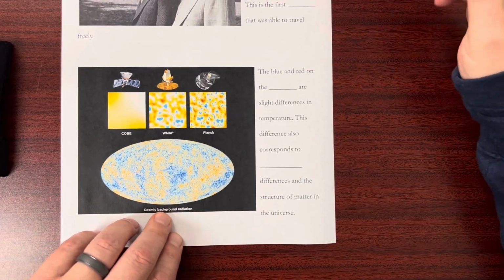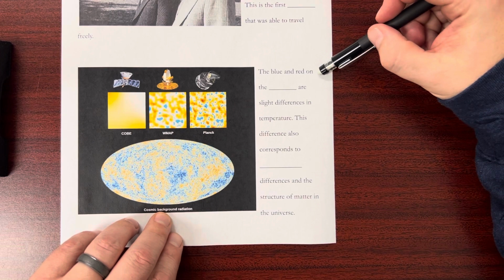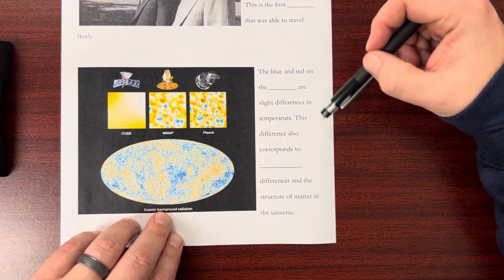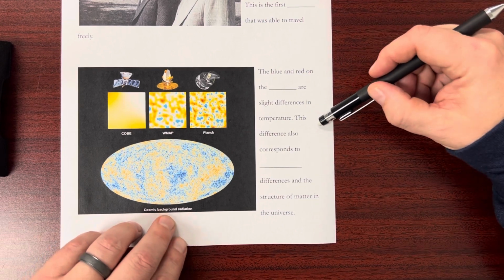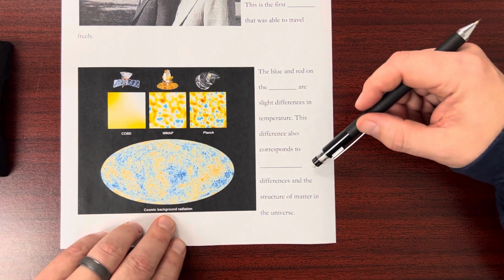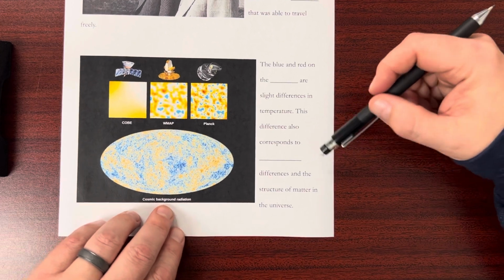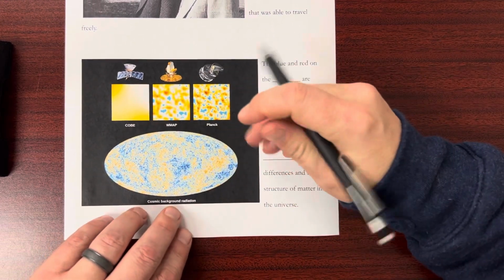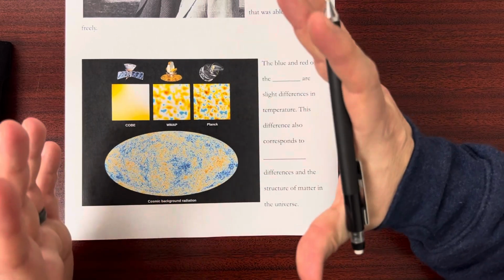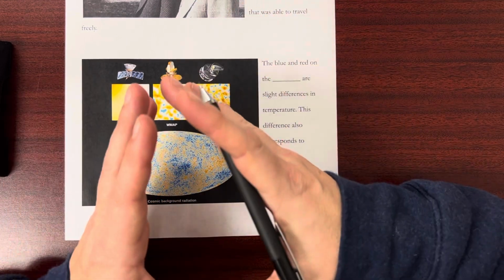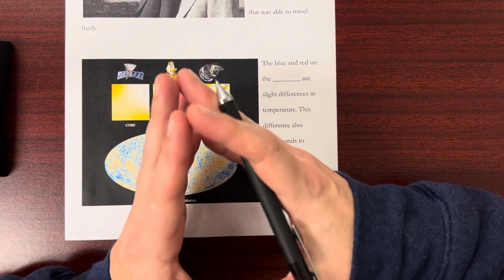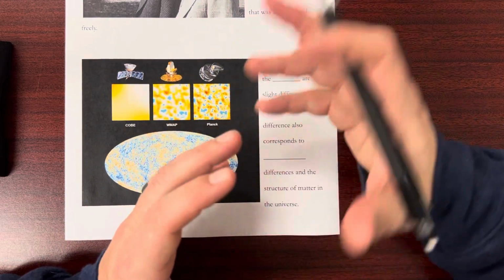The blue and red on the map are slight differences in temperature. This difference also corresponds to density differences and the structure of matter in the universe. So this also gives us an idea of how and why matter collected into certain regions, why some areas pulled together to form galaxies, where other areas were just empty space.